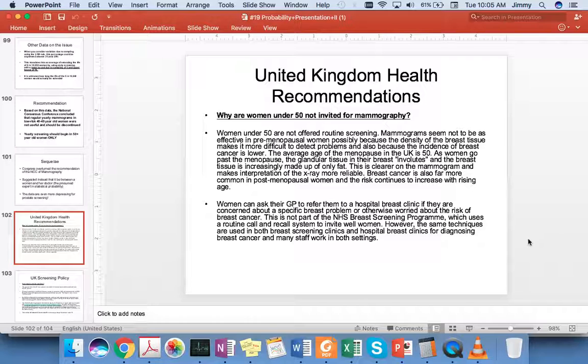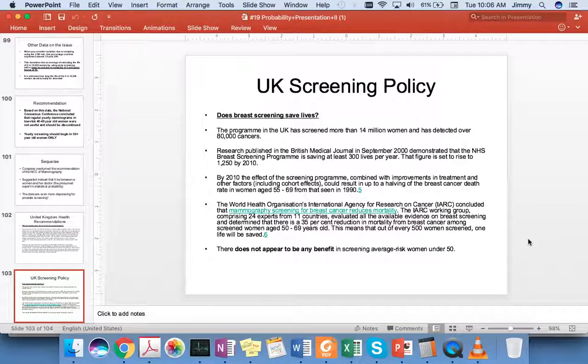Breast cancer is also far more common in postmenopausal women, and the risk continues to increase with rising age. Women can ask their GP, general practitioner, to refer them to a hospital breast clinic if they are concerned about a specific breast problem, or otherwise worried about the risk of breast cancer. This is not part of the NHS breast screening program, which uses a routine call and recall system to invite well women. However, the same techniques are used in both screening clinics and hospital breast clinics for diagnosing breast cancer, and many staff work in both settings.